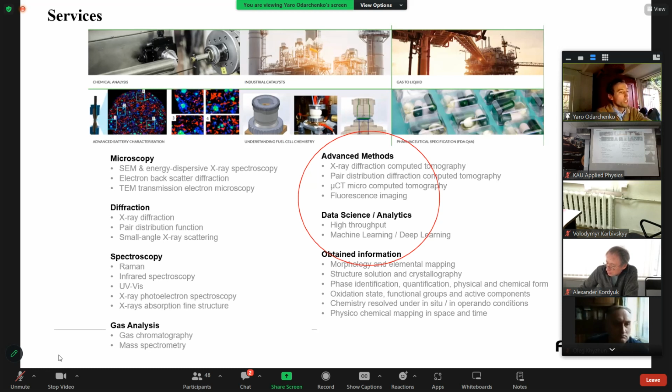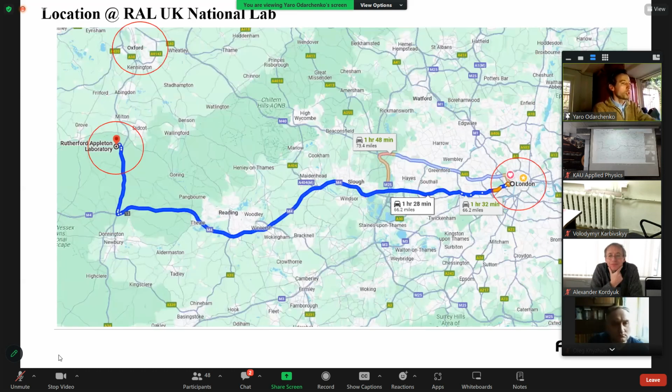Therefore, we also do some more conventional work, but our main feature is that we offer these advanced methods, like X-ray diffraction tomography and other types of chemical tomography, based mainly on X-ray scattering and spectroscopy. But I'm not going to talk much about this. My work will be focused on what I did while in academia.